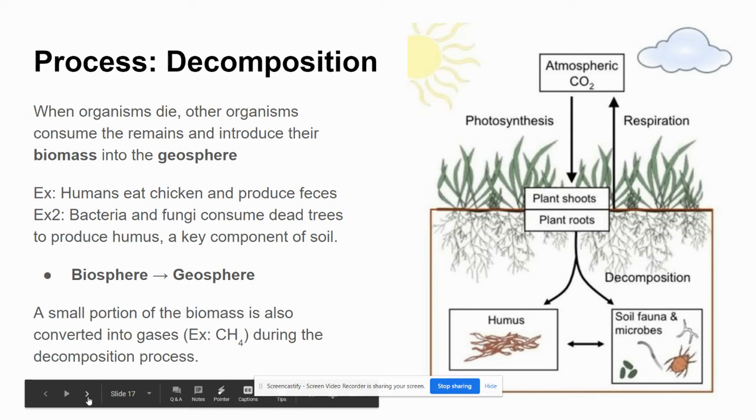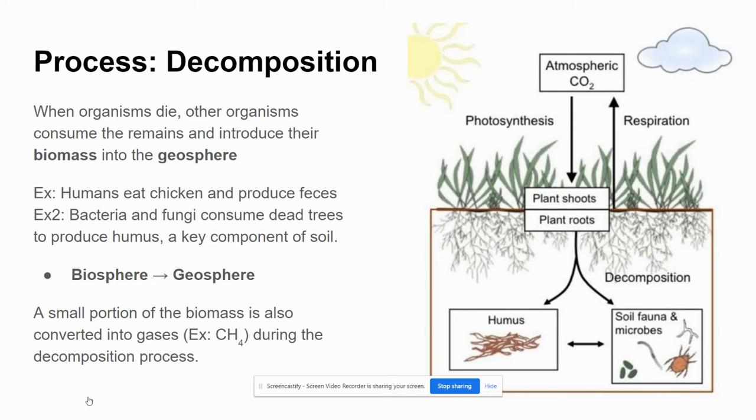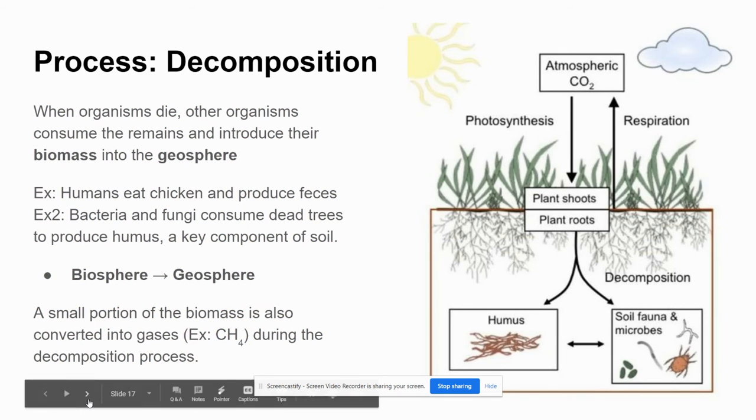A small portion of the biomass is also converted into gases like methane, CH4, during the decomposition process, but that is very small, and we concentrate more on the carbon dioxide rather than concentrating on carbon in the form of methane.